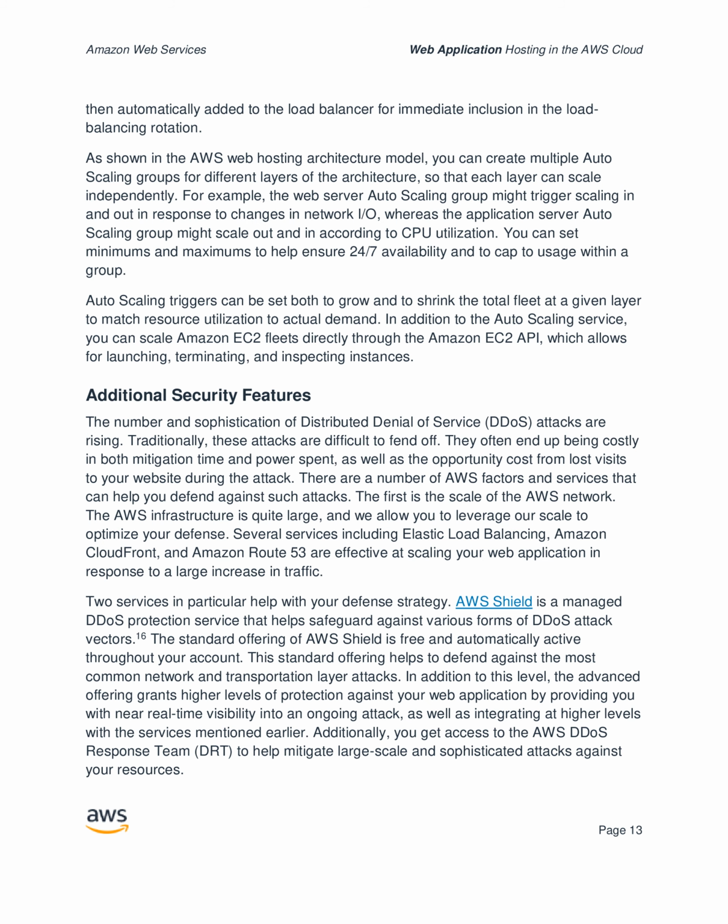Two services in particular help with your defense strategy. AWS Shield is a managed DDoS protection service that helps safeguard against various forms of DDoS attack vectors. The standard offering of AWS Shield is free and automatically active throughout your account. This standard offering helps to defend against the most common network and transportation layer attacks. In addition to this level, the advanced offering grants higher levels of protection against your web application by providing you with near real-time visibility into an ongoing attack, as well as integrating at higher levels with the services mentioned earlier. Additionally, you get access to the AWS DDoS Response Team, DRT, to help mitigate large-scale and sophisticated attacks against your resources.